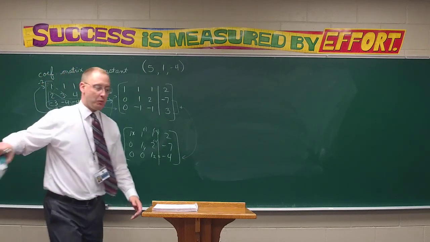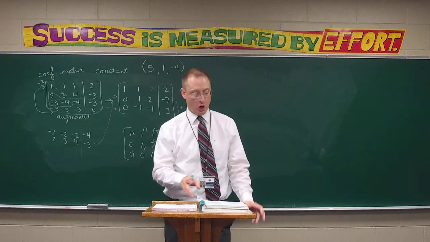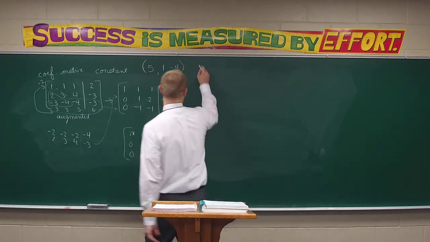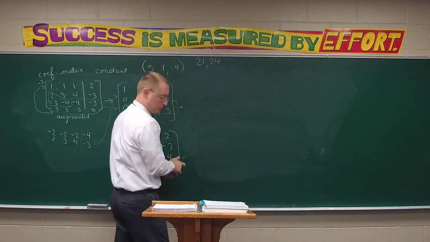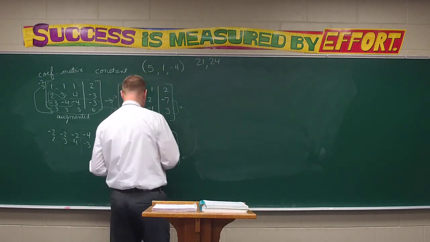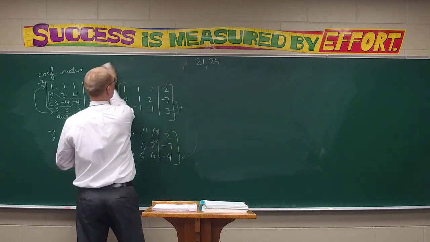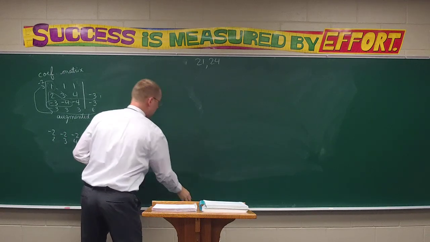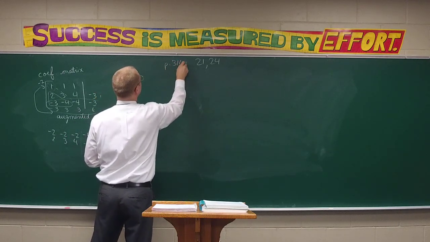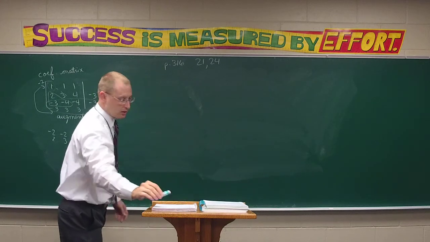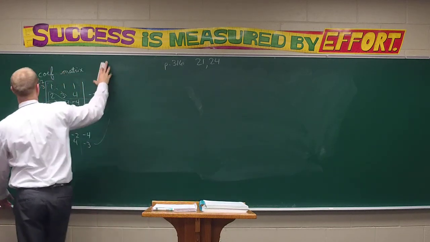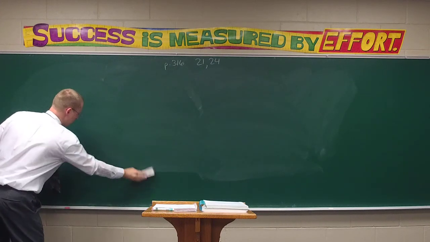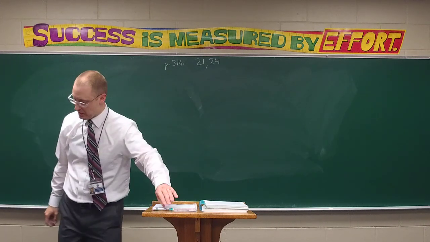All right, I want you to do 21 and 24 now. 21, determine are those inverses, and then 24, solving by Gaussian elimination. We're there on page 316. Do you not have multiplicative inverses? Figure it out, and then solve the matrix.